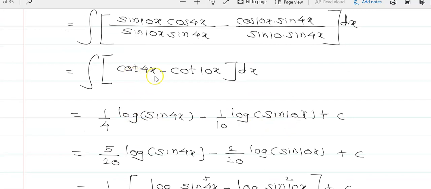What is the integral of cot of 4x? That is the log of sin of 4x upon 4. The integral of cot of 10x is 1 upon 10 log of sin of 10x plus c.